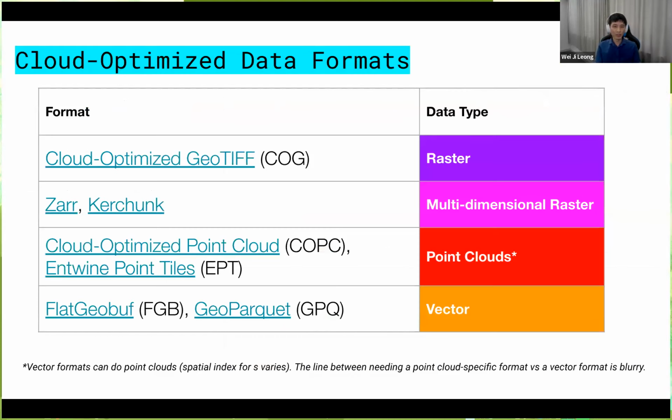But basically, for the two main types of geospatial data people usually work with, rasters or vectors: for rasters, COGs are the typical format. If you have highly dimensional data, Zarr or Kerchunk might fit your bill a bit more. If you're working with vector data, FlatGeobuf and GeoParquet are good choices. And if you're working with LiDAR point clouds, Cloud Optimized Point Cloud, or COPC, and Entwine Point Tiles are what you should be looking at.